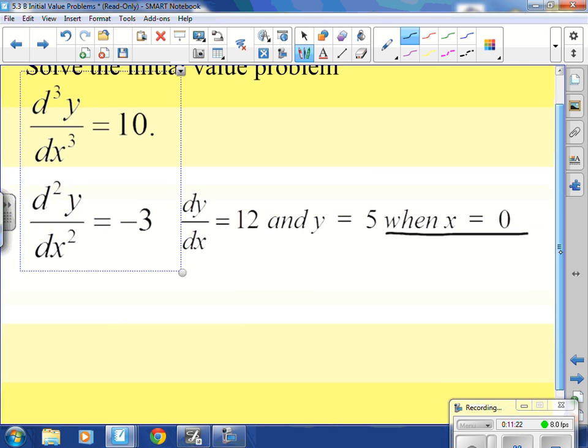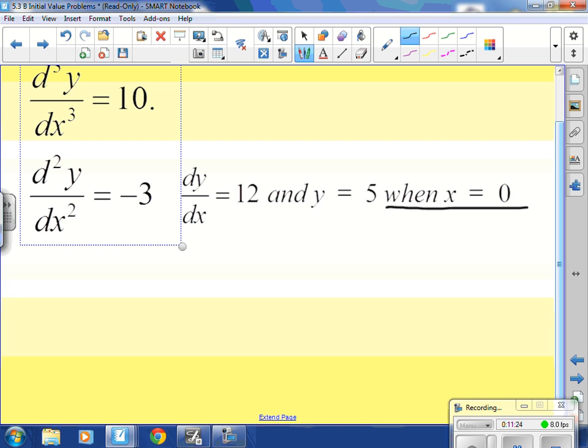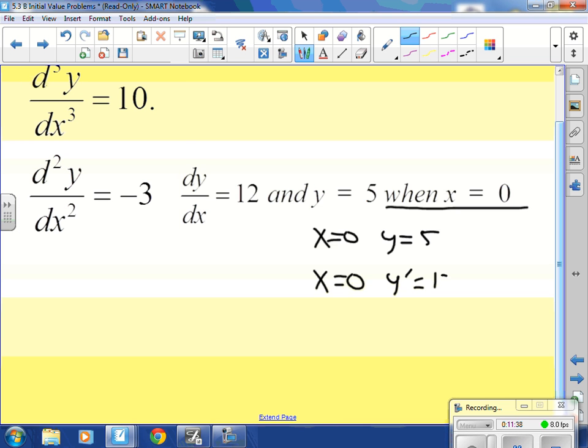Okay, so if we take this thing, here's what it says. When x equals 0, y is 5. When x equals 0, y prime is 12. When x equals 0, y double prime turns out to be -3. So I'm going to have to solve for c 3 different times along the way here.